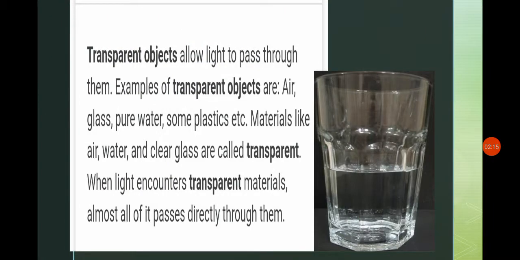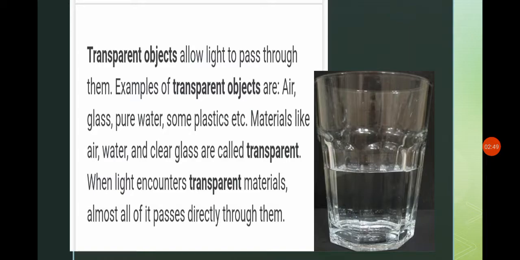So let us discuss three things, that is transparent objects, translucent objects, and obscure objects. Why are these three important? Because it is through this principle that we are able to see the objects that are around us. These are objects through which the light can pass, can pass partially, and cannot pass.